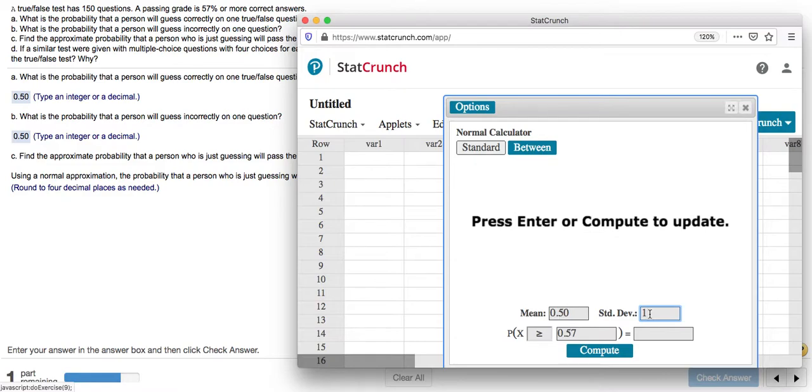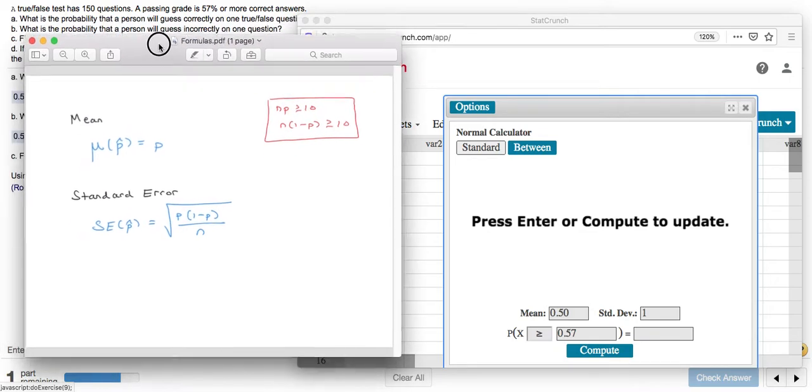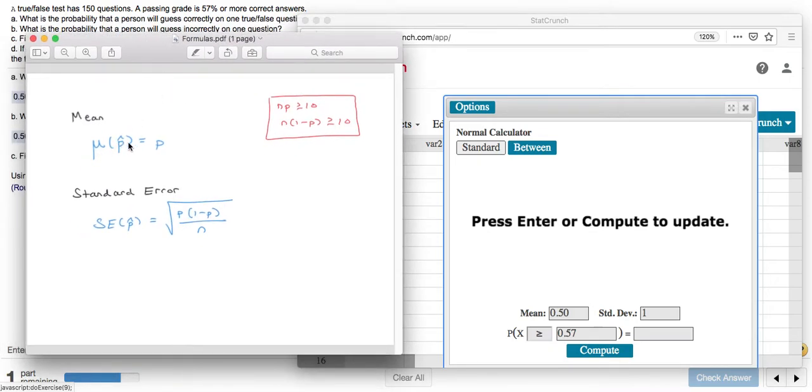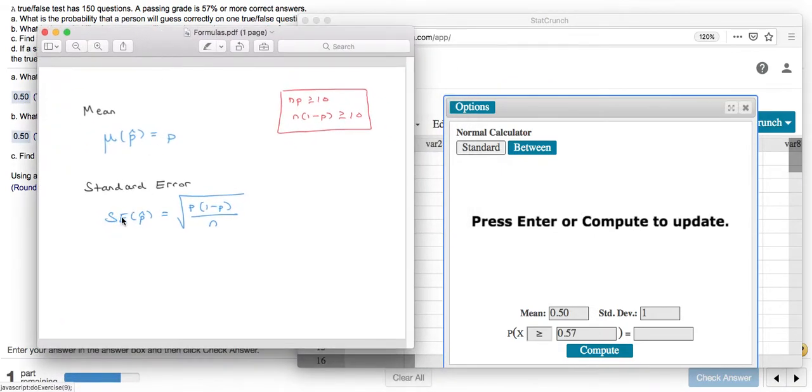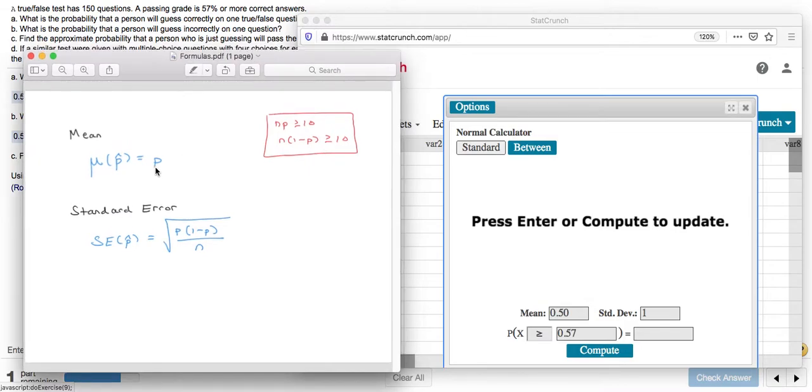And for the standard deviation, we're going to use a formula, which I'm going to pull up right now. So for this type of distribution, the mean is going to be equal to the mean that you start with, which is this number here. But if you want the standard error, you take the square root of p times 1 minus p, divided by n, where n is 150, and you take the square root of this thing. That's going to be equal to the value we put here, the standard deviation. So p being 0.50 means 1 minus p is also 0.50.